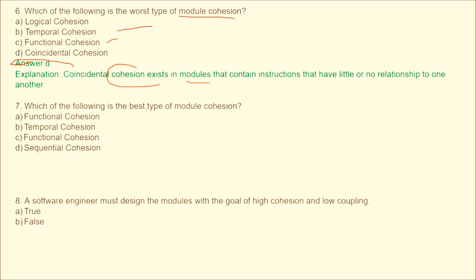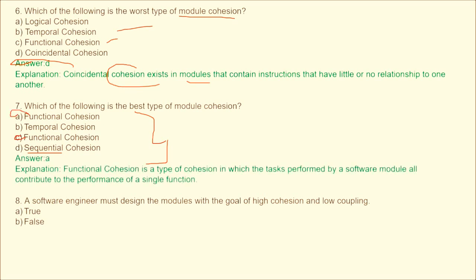Which of the following is the best type of module cohesion? Best type of module cohesion: functional, temporal, functional, sequential. The answer is, of course, the functional. You can take C also, but A has come first. So functional cohesion is a type of cohesion in which the tasks performed by the software module all contribute to the performance of a single function. That is why cohesion is called a functional strength.